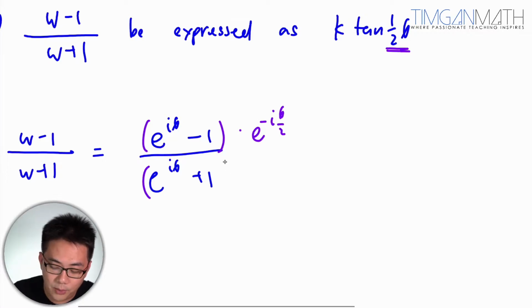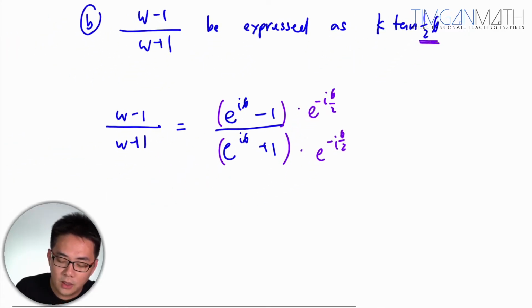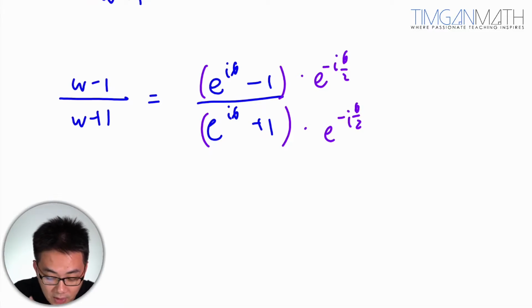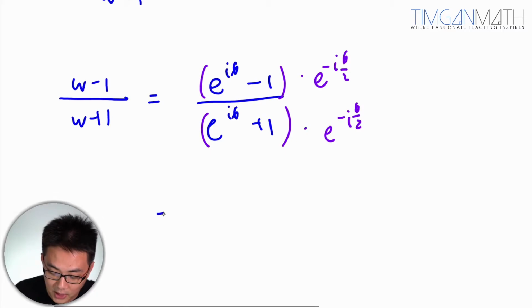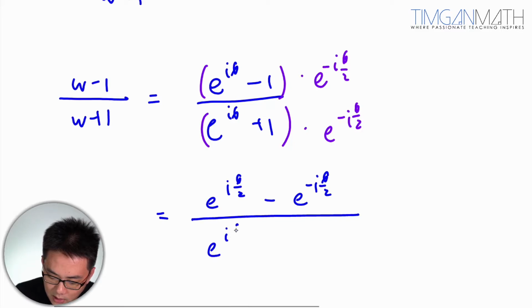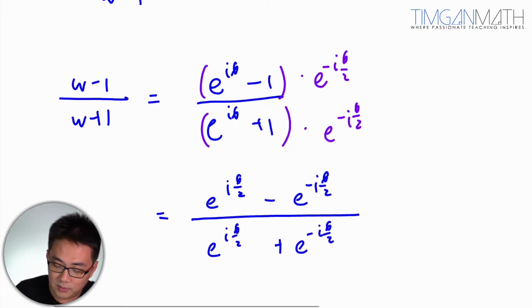So I'm pretty okay with that. I don't really need that to be a strictly positive half a theta, but as long as I have a half a theta in the argument, be it positive or negative, I'm fine. So once done, I'm just going to get (e^(iθ/2) − e^(−iθ/2)) over (e^(iθ/2) + e^(−iθ/2)). So just multiply them in and you'll get this expression here.